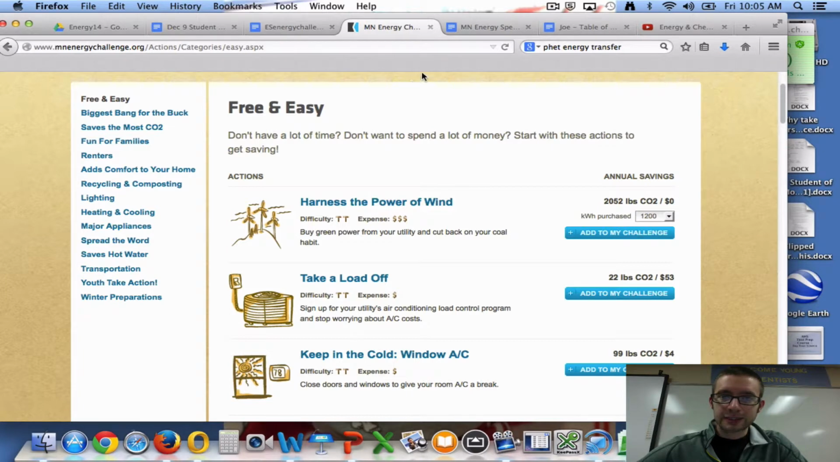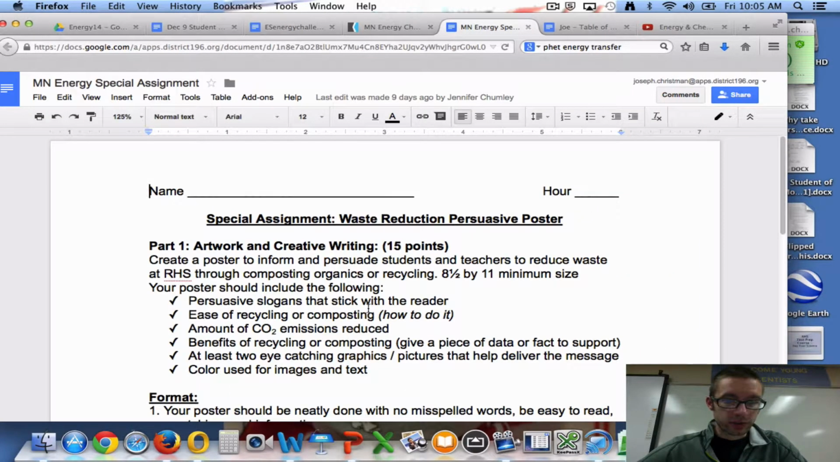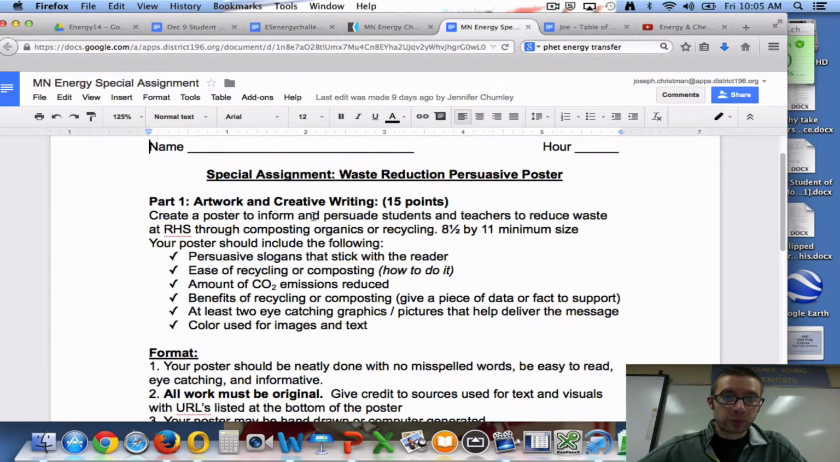Okay, last thing we need to worry about is the special assignment. Here are the directions for that. Part 1 and kind of part 2 is the artwork and creative writing. What you're going to do is create a poster, 8.5 by 11. It can be bigger if you want. That is going to try to get students and teachers here at Rosemount High School to compost or recycle. It's one or the other. Your poster should not have both.